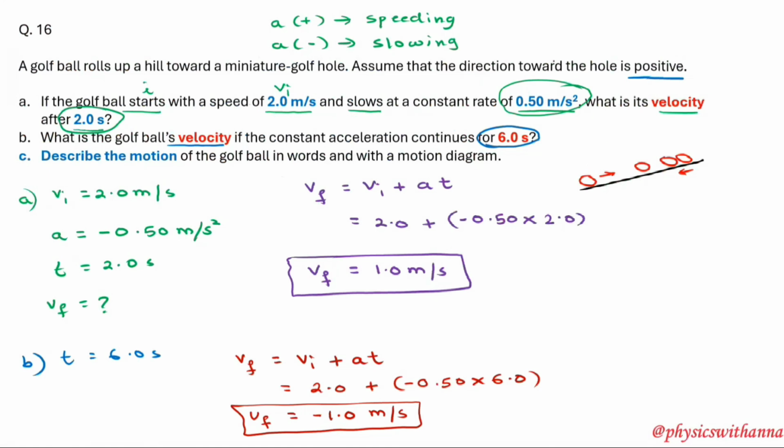Initially, when it was moving towards the hole, we took the direction to be positive. If it goes in the opposite direction, it will become negative.